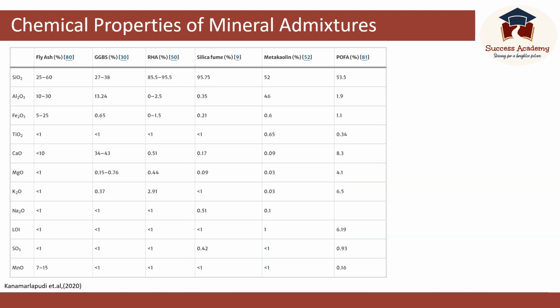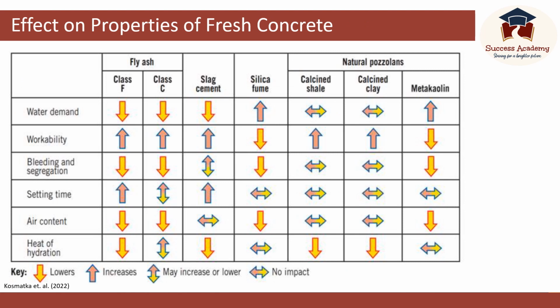Here you can see the chemical properties of some mineral admixtures. You can see the percentages of different oxides in different admixtures. Depending on the percentage of these oxides, the properties in the concrete also will be different. Different admixtures contribute different properties in fresh and hardened concrete. In this slide, you can see different admixtures and how they contribute to fresh concrete properties.